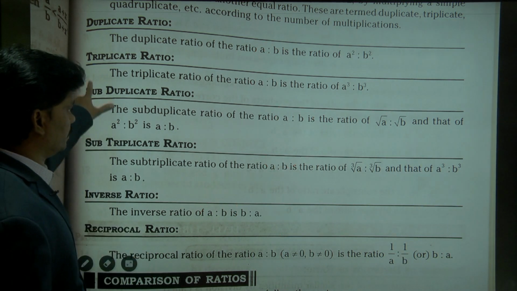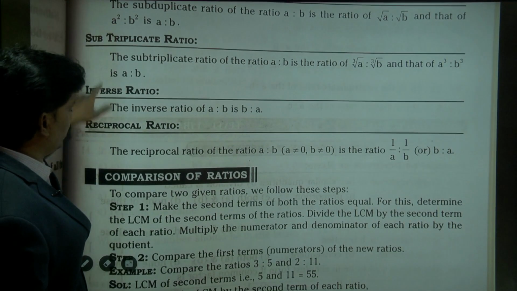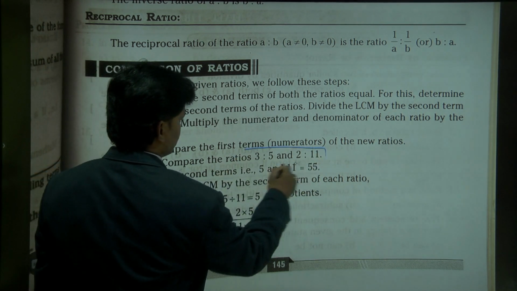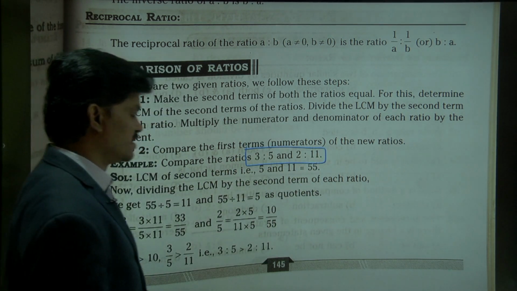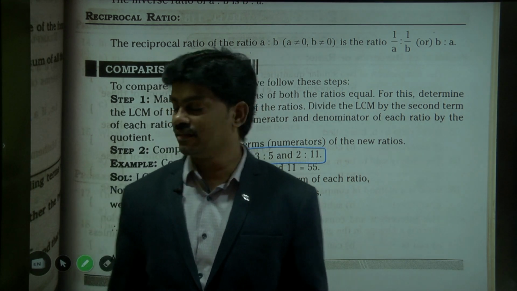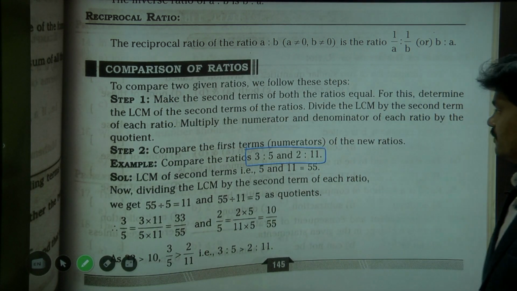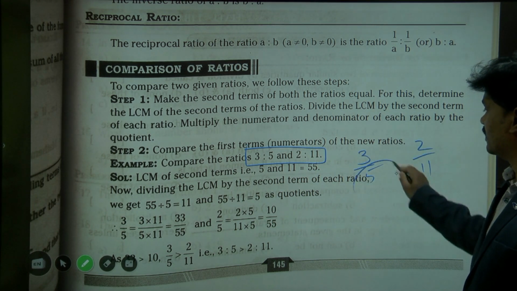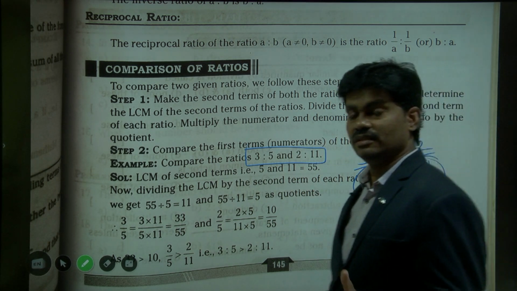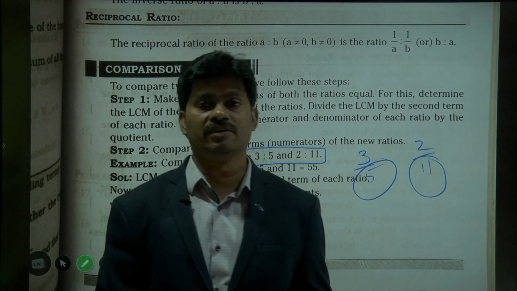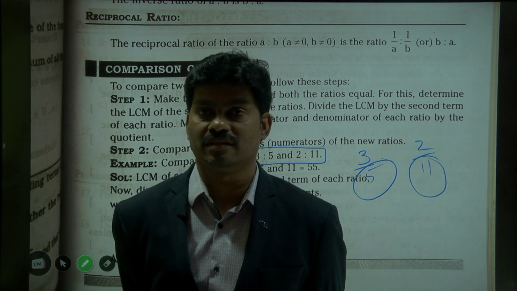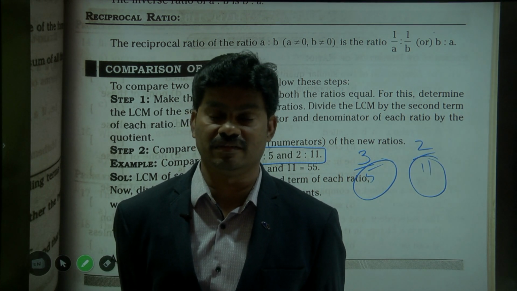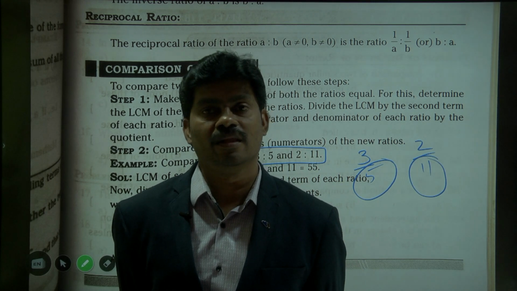Comparison of ratios, next topic. So how to compare two ratios? See here in the example we have 3 is to 5 and 2 is to 11. Which one is big, which one is small? How to say? Let us take the denominators or second terms: 3 by 5, 2 by 11. We shall make the denominators the same. In the fractions chapter we discussed comparison of two fractions. They should be like fractions, in the sense they have the same denominator. Here also, the same second term is called like ratios.